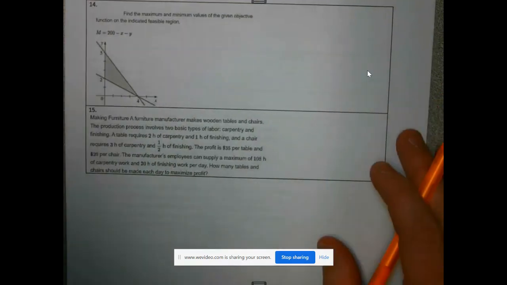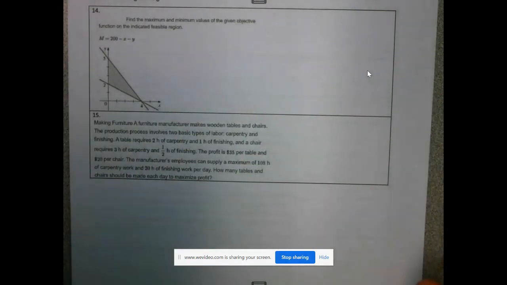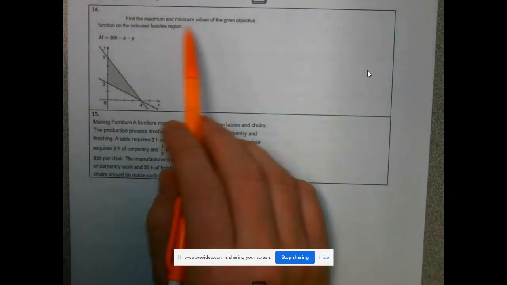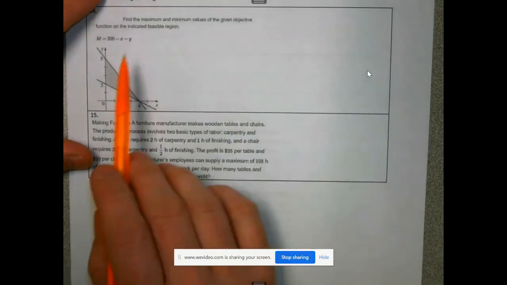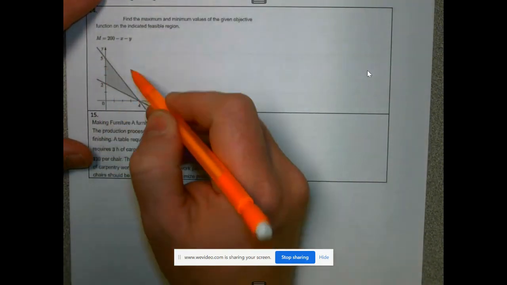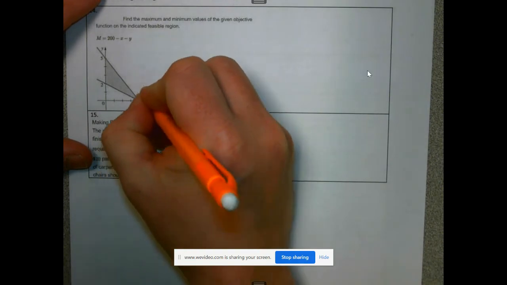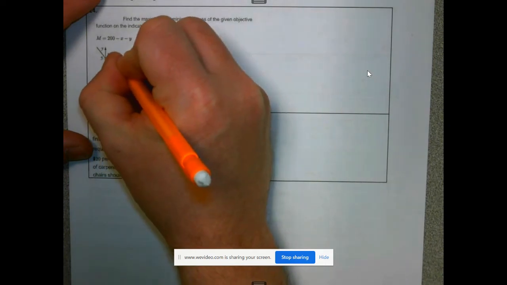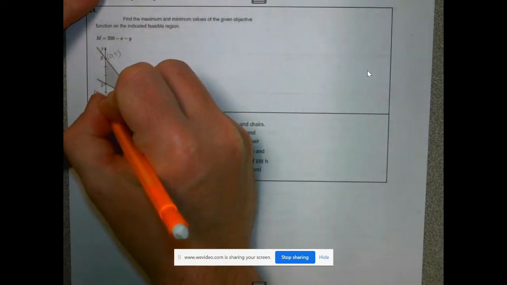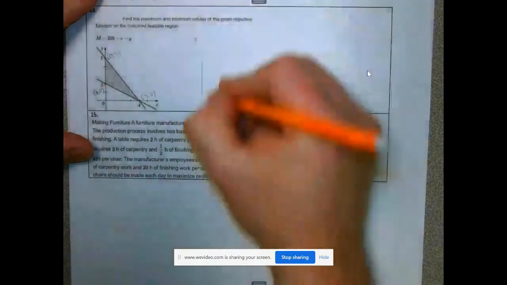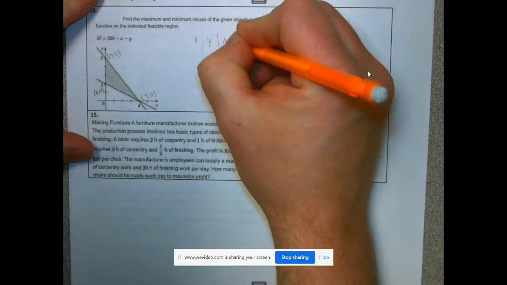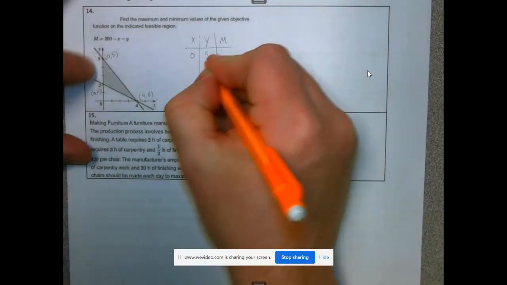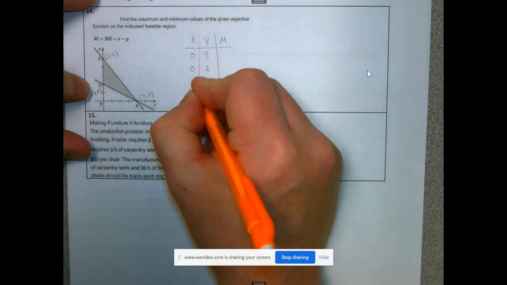Okay, here's linear programming. Find the minimum and maximum values of the given objective function indicated by the feasible region. So here's our feasible region, and you have this ordered pair of 4, 0. You have this one of 0, 5, and you have this one of 0, 2. So I like to make a table, and M is your objective function. So we have 0, 5, 0, 2, and 4, 0.